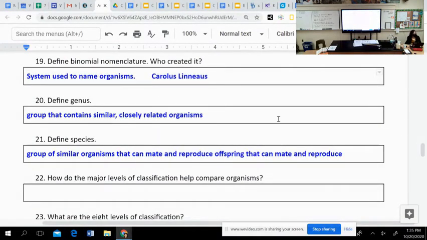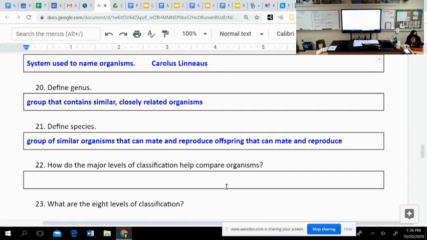Question 20 then is define genus, which is a group that contains similar closely related organisms. And then your species is the group of similar organisms that can mate and reproduce offspring that can also mate and reproduce. Right? That is your specific animal species.